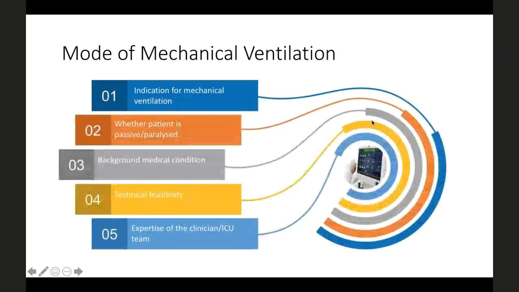A slight introduction to the mode of ventilation, because that is the set of instructions we are giving to the machine, the mechanical ventilator: how much to give, when to give, how, in what mode to give. So these instructions constitute the mode. And how do we decide which mode is good for a particular scenario? There are n number of reasons. So summarizing, it depends on the indication of mechanical ventilation, whether the patient is passive or paralyzed, his background medical condition, and technical feasibility: whichever mode your ventilator supports, we can use. And of course, the expertise of the clinician or the ICU team also matters.